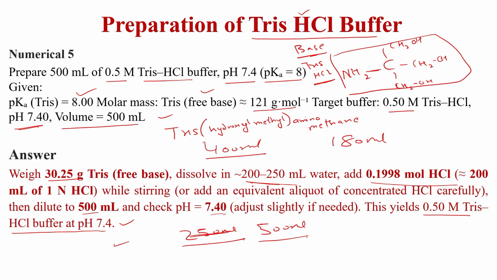So 5 numericals we have now solved: 2 on acetate buffer, 2 on ammonium hydroxide buffer, 1 on Tris-HCl buffer, and all about Tris-HCl buffer I have told you.